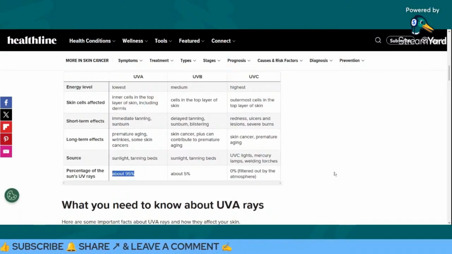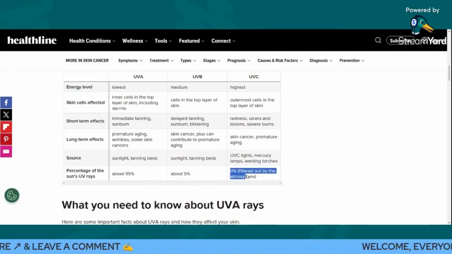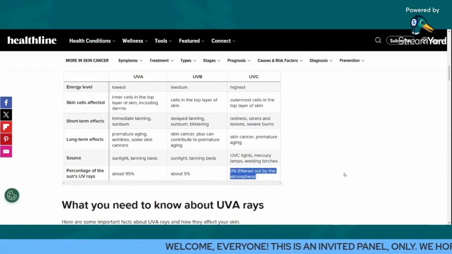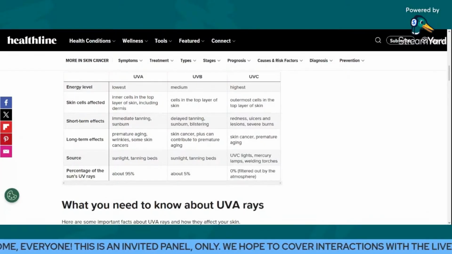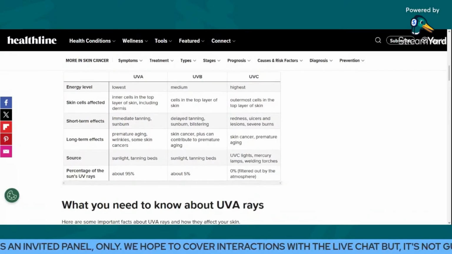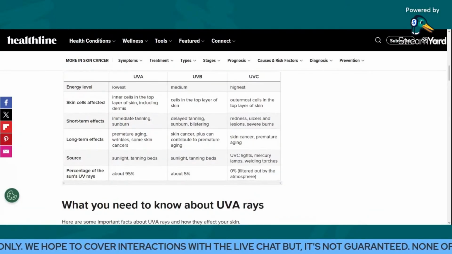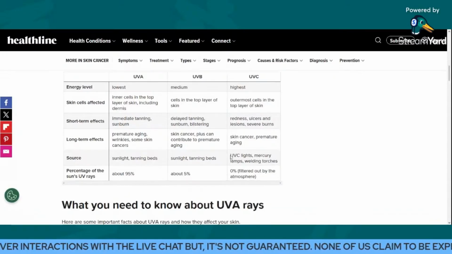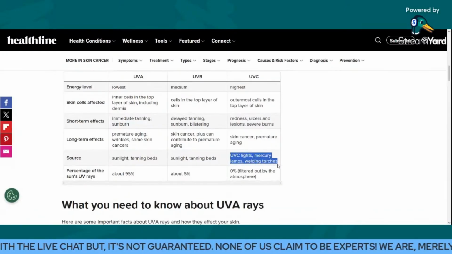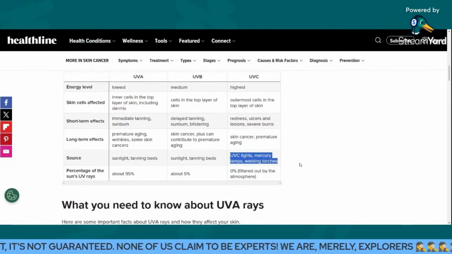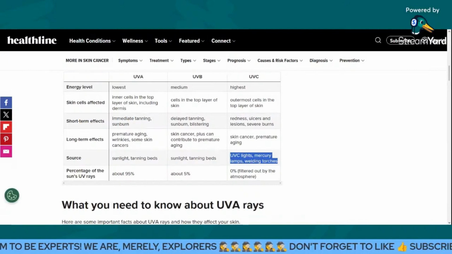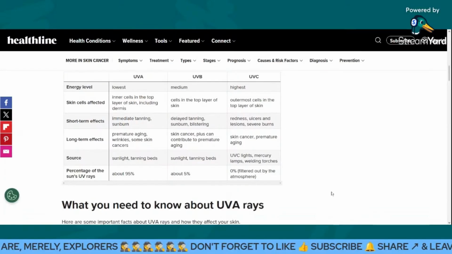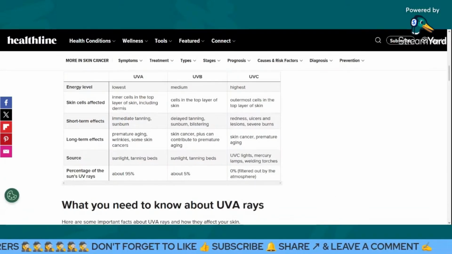Yep. And UVC, none of it comes from the sun, because it's filtered out by the atmosphere. So if there's any UVC going on in the world, it's coming from UVC lights, mercury lamps, and welding torches. It's not coming from the sun. So UVC does not come from the sun to Earth because it's filtered out by the atmosphere.